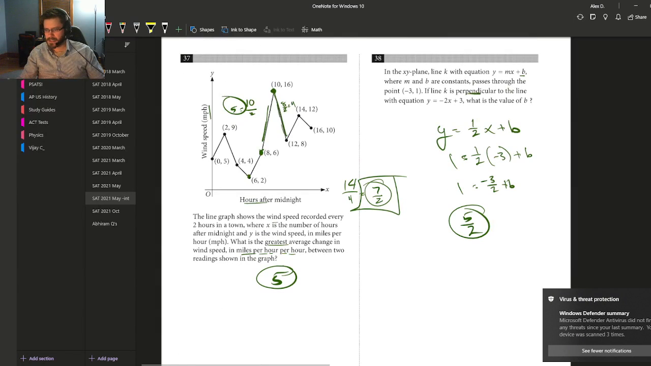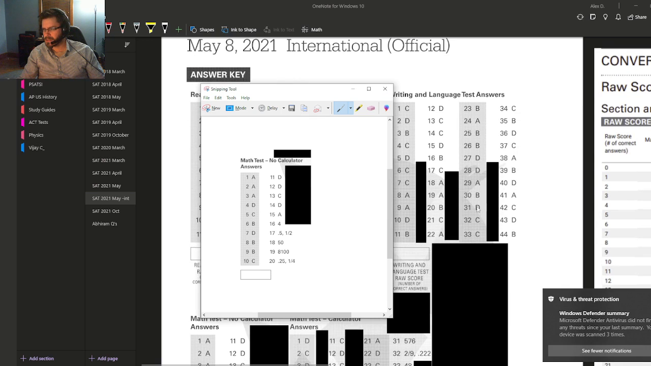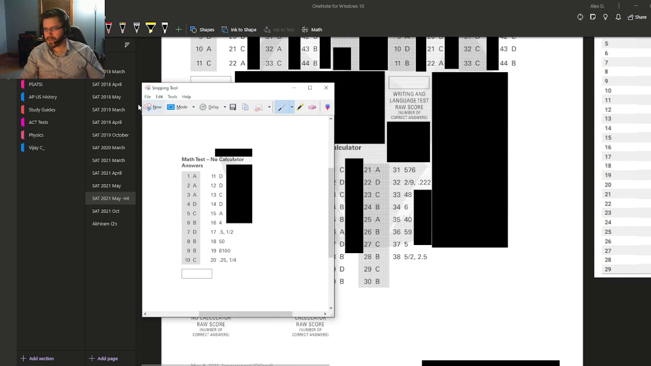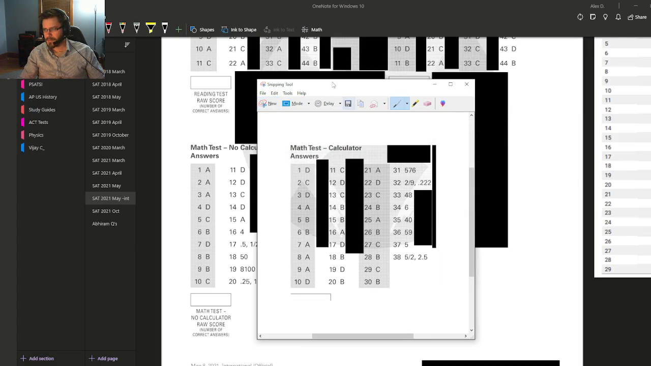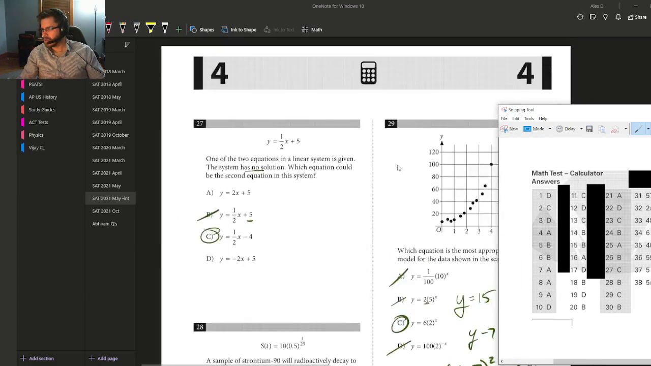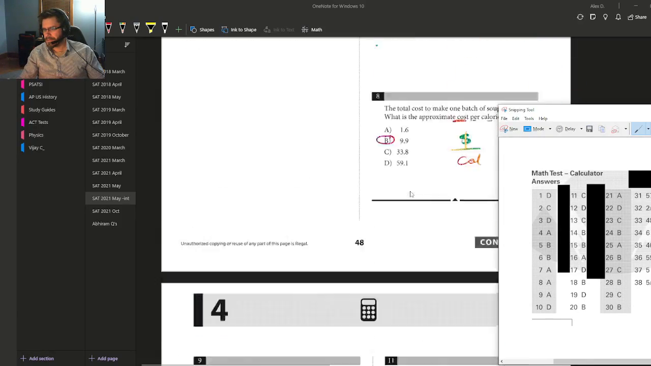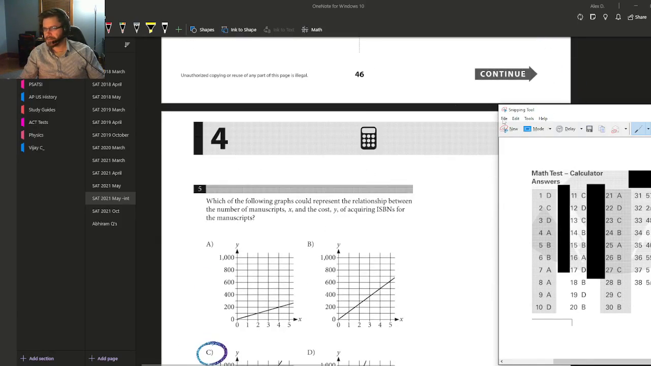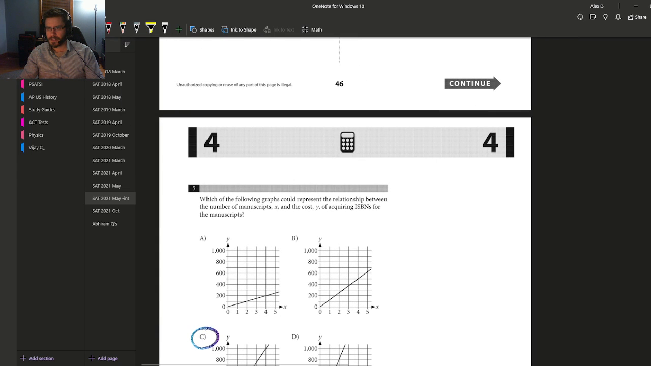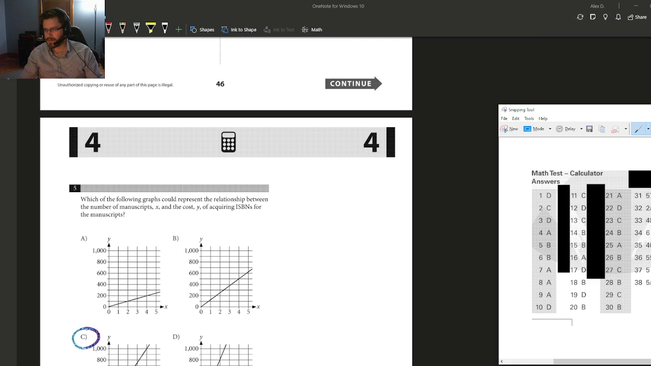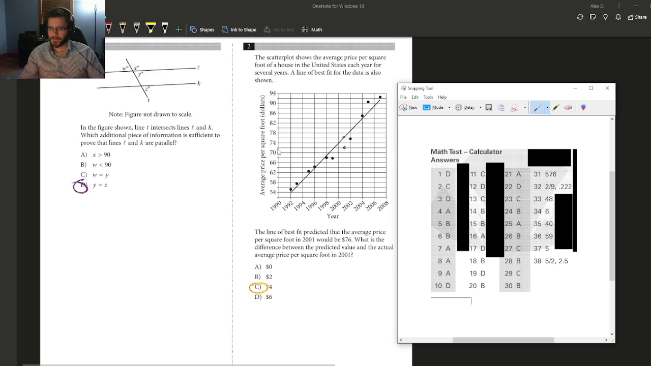Alright, I think my snip, yep, no, I only had the no calculator part, so let's go snip the calculator section. Let's see how I did. Zoom out just a touch, to clear that out. Alright, here we go.